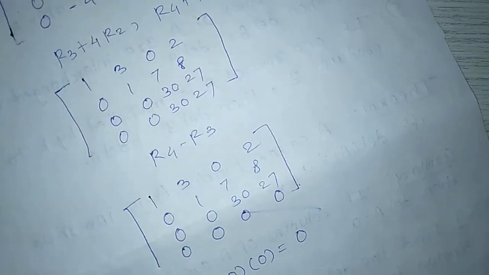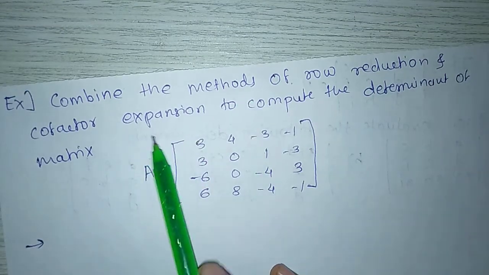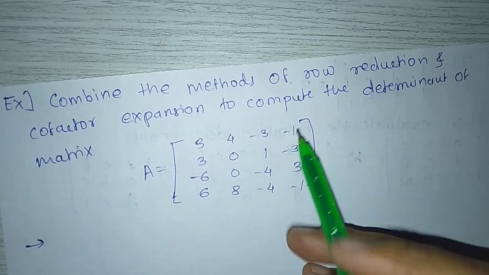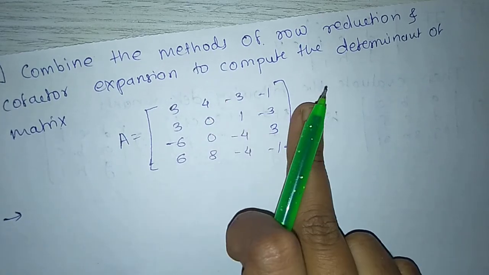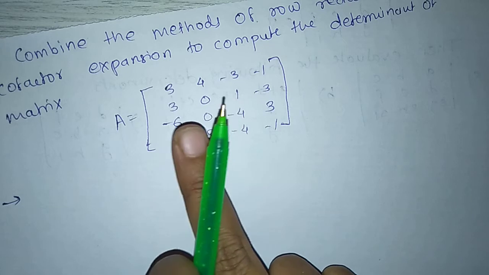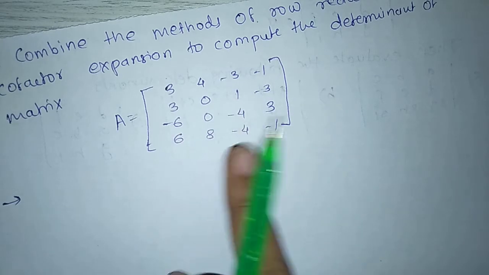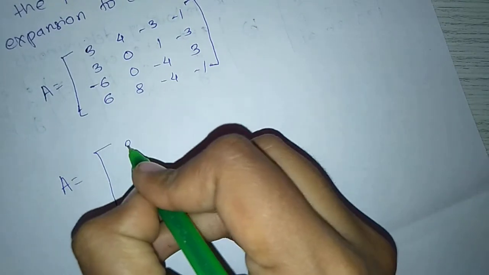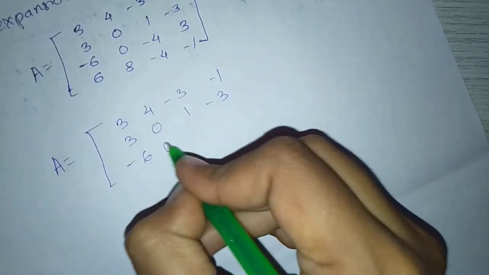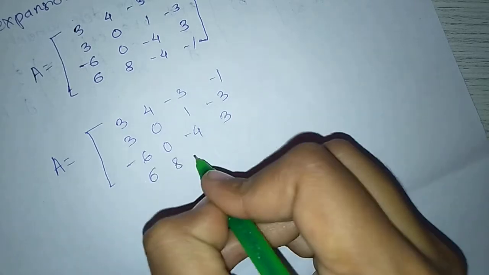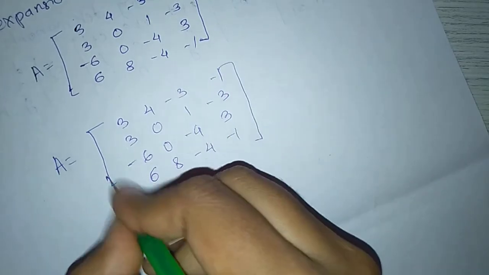Next example, combine the methods of row reduction and cofactor expansion to compute the determinant of matrix A equal to 3 4 minus 3 minus 1, 3 0 1 minus 3, minus 6 0 minus 4 3, 6 8 minus 4 minus 1. First write the given matrix A equal to 3 4 minus 3 minus 1, 3 0 1 minus 3, minus 6 0 minus 4 3, 6 8 minus 4 minus 1.